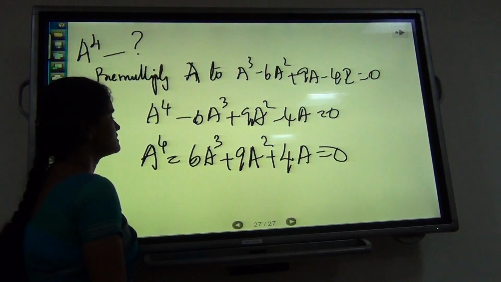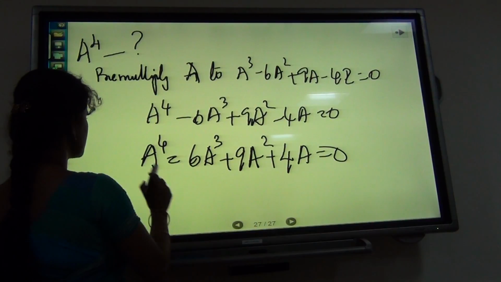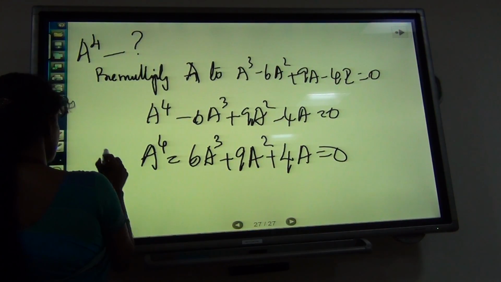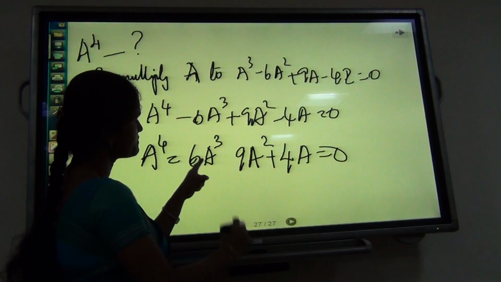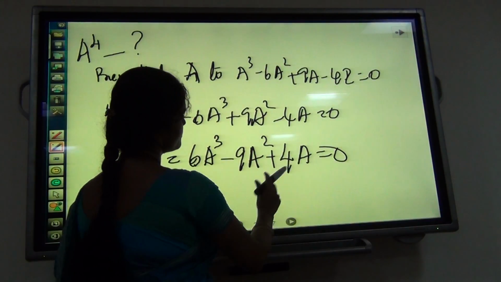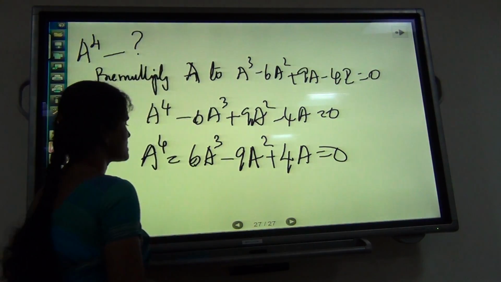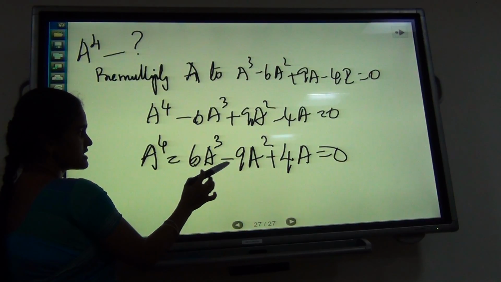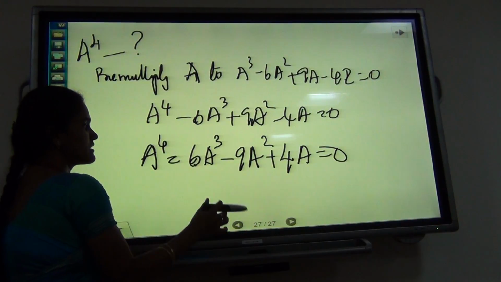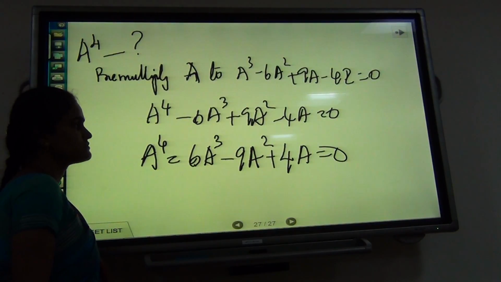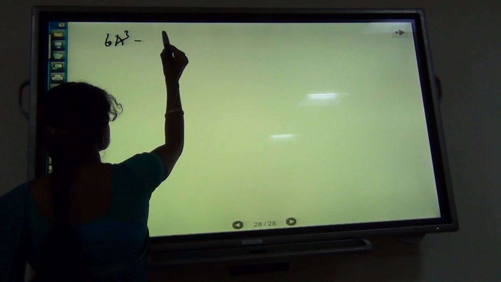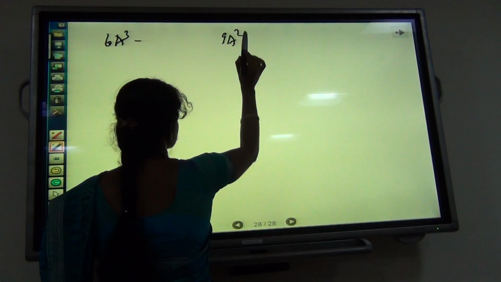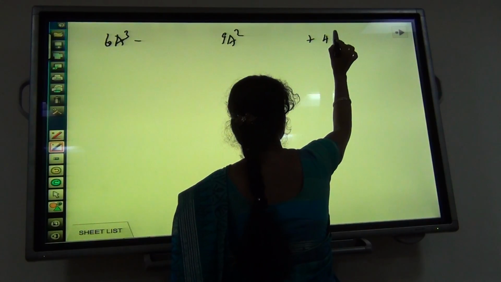When you take this to the other side, you will get A power 4 equals 6A cube minus 9A square plus 4A. As we have already calculated A cube and A square, now we are going to multiply with the scalars 6 and 9. As we simplify that, we are able to get what A power 4 is. So it is 6A cube minus 9A square plus 4A.